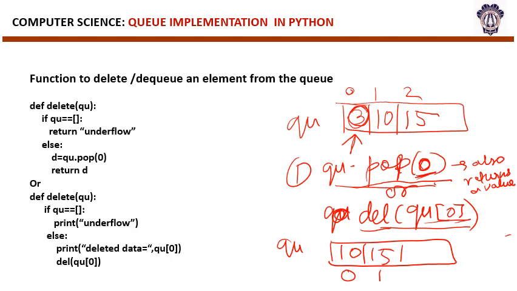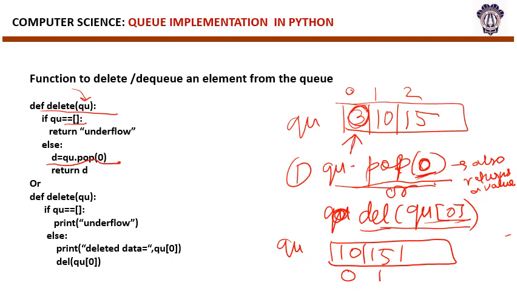Now look at this function delete. It is accepting one parameter QU. This is the list name using which we are implementing Q. If Q is equal to, as you have already seen in stack, simply opening and closing square brackets, that will denote an empty Q. So return underflow or return empty. Else you will use the function pop0 to remove the first element of the Q. Q is a FIFO structure. First in, first out.